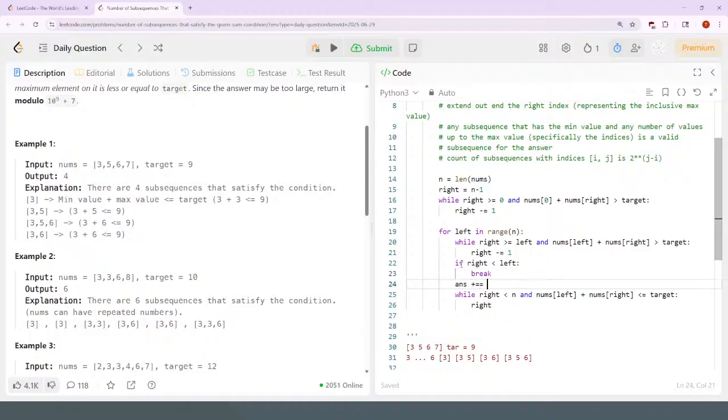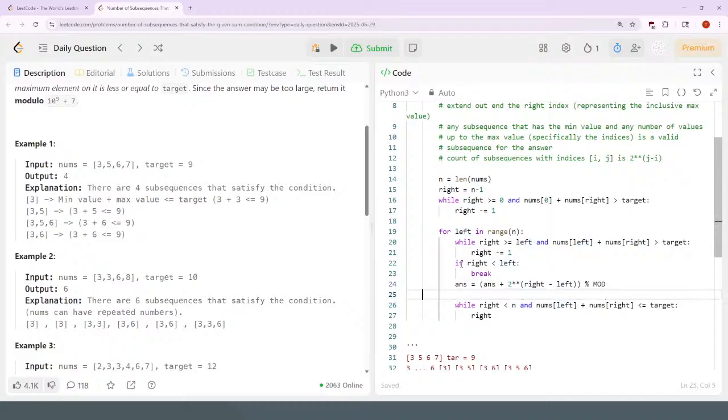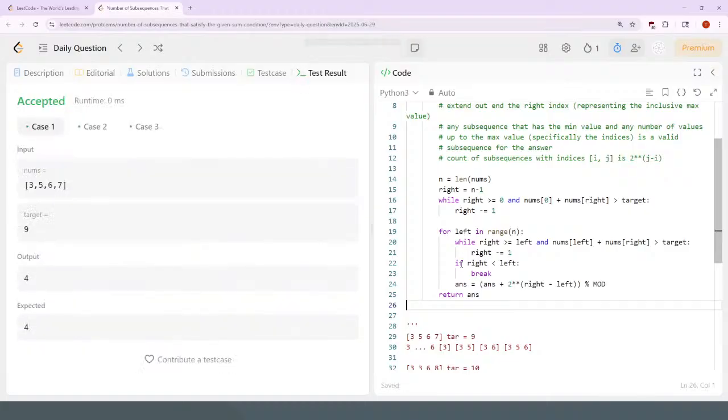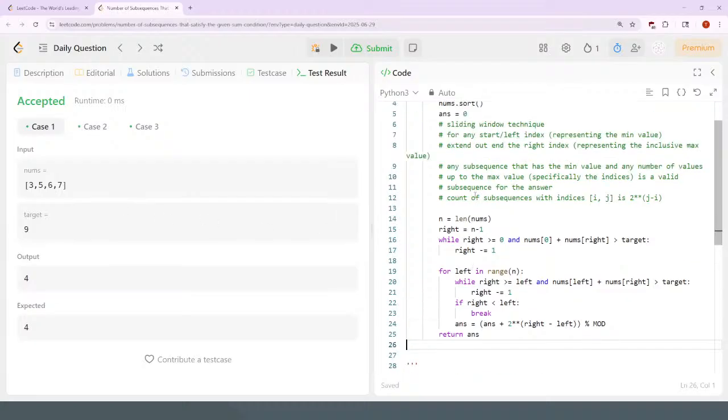Otherwise, increment the answer by the number of subsequences, which is 2 to the power of right minus left, and then mod, and then return the answer. Alright, let's see how this goes. Okay. Not bad, it passes the test cases.